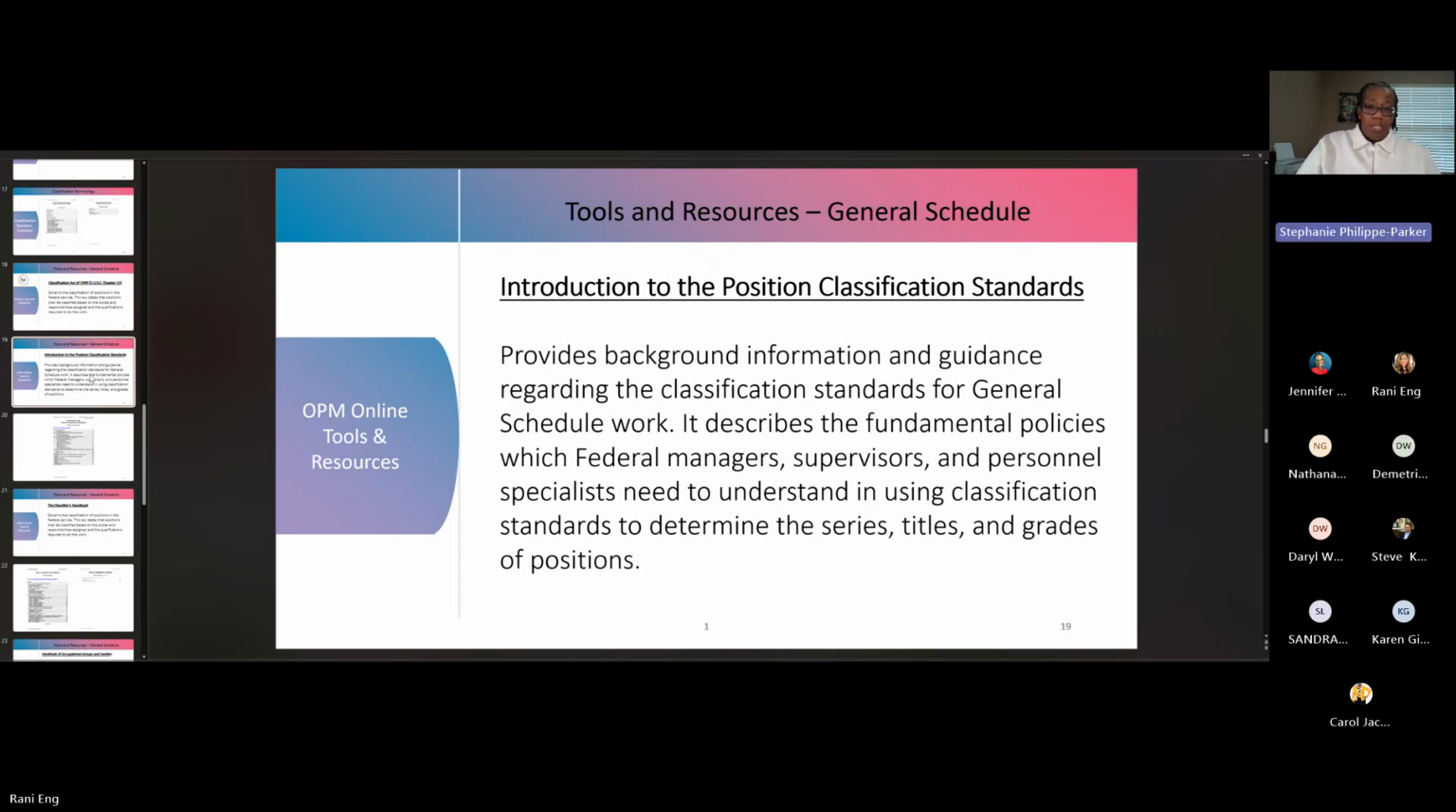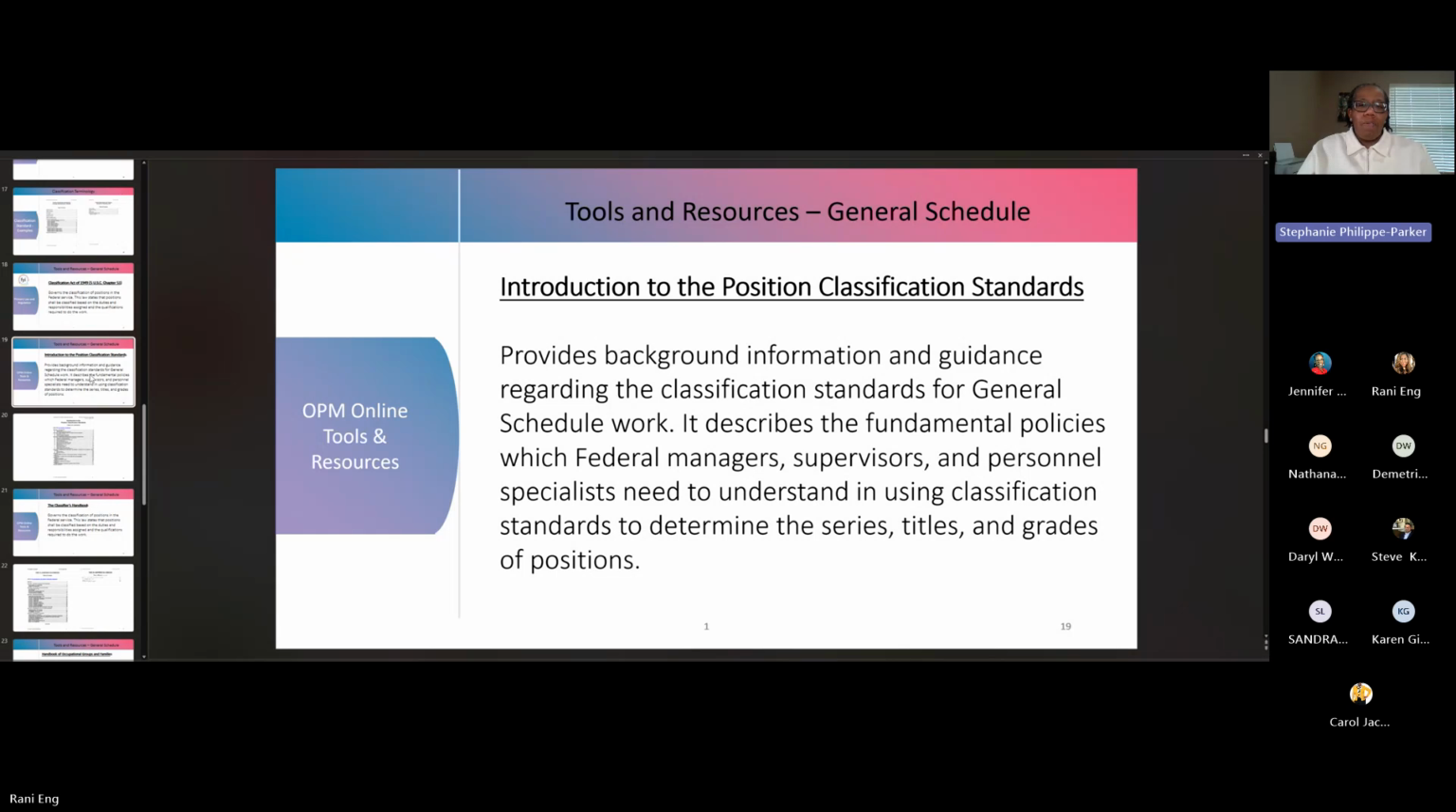One of the first resources a classifier utilizes is the Introduction to the Position Classification Standards. This just provides background information and guidance regarding classification standards for general schedule work only. It describes the fundamental policies which managers, supervisors, and personnel need to understand in using classification standards to determine the title, series, and grades of positions.